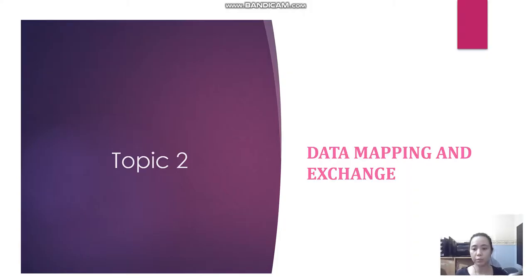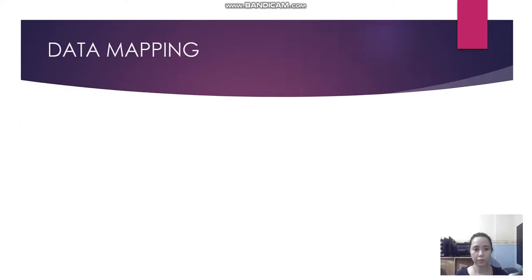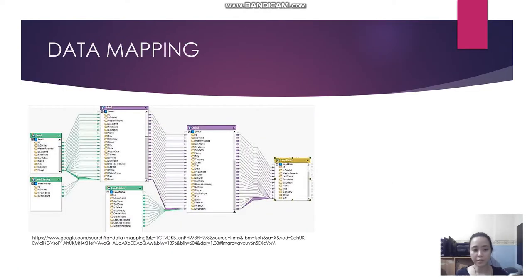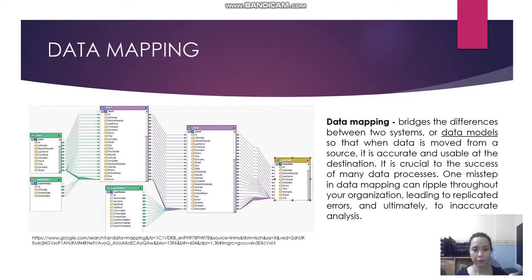For topic 2, data mapping and exchange. Data mapping. This is an example of data mapping. Data mapping bridges the differences between two systems or data models, so that when data is moved from a resource, it is accurate and usable at the destination. It is crucial to the success of many data processes. One misstep in data mapping can ripple throughout your organization, leading to replicated errors and ultimately to inaccurate analysis.